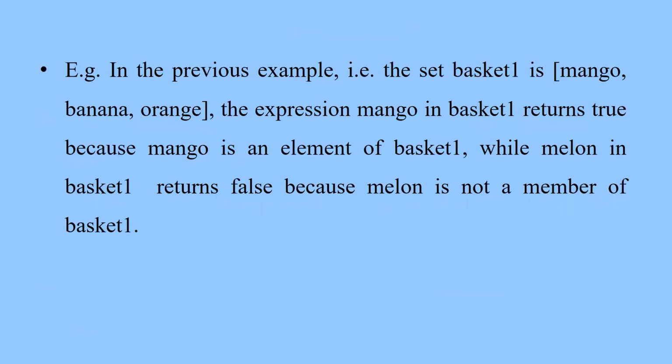For example, in the following example, the set basket 1 is mango, banana, orange. The expression mango in basket 1 returns true because mango is an element of basket 1, while melon in basket 1 returns false because melon is not a member of basket 1.